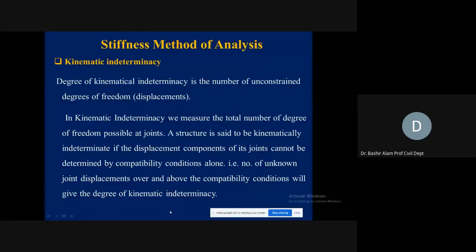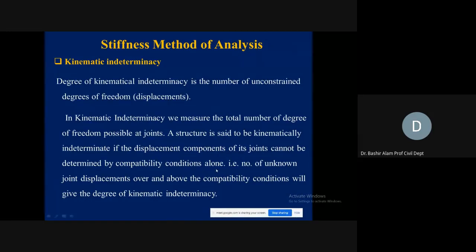And remember, whenever you have a reaction at a joint, if it is having the capability to react, then what it is reacting is the displacement, it is restraining the displacement. So when you have a reaction, you will not have freedom in that direction. So in that direction, the degree of kinematic indeterminacy will be 0. Now, in kinematic indeterminacy, we measure the total number of degrees of freedom possible at a joint, the joint's freedom to move.